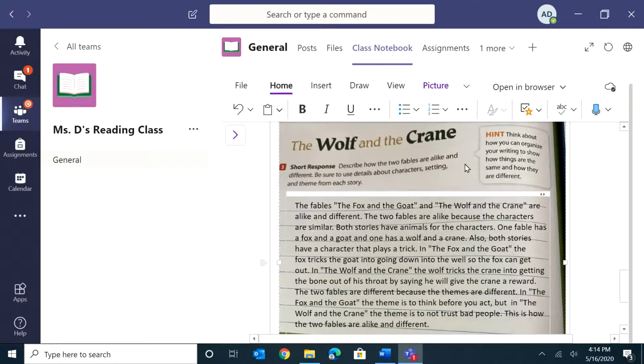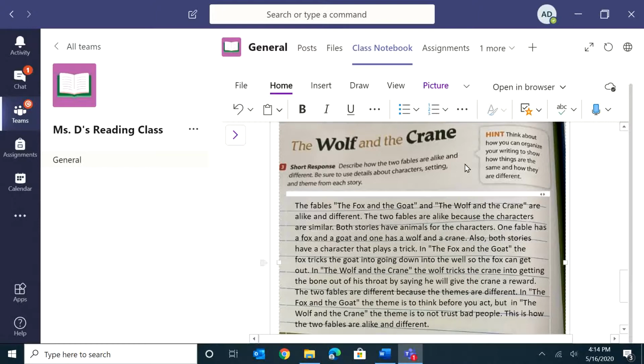The two fables are different because the themes are different. In The Fox and the Goat, the theme is to think before you act. But in The Wolf and the Crane, the theme is to not trust bad people. So that's how they're different. If you notice, I took mine right from my chart. And then I give my concluding sentence, which always goes back to my main idea. This is how the two fables are alike and different.